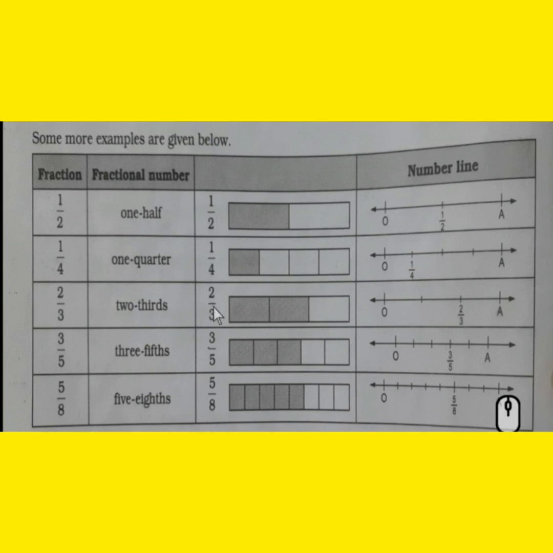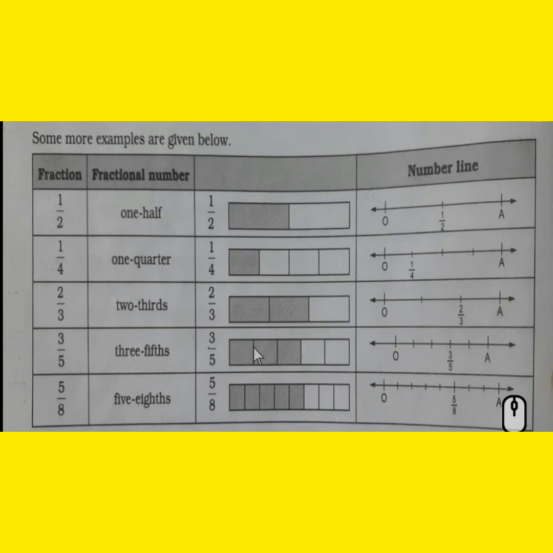For 2/3 we convert the given figure into 3 equal parts, the number that is written in the denominator, and how many parts we shade, the number that is written in the numerator. So 2 parts we shade. This figure represents 2/3. Here 3/5: the figure is converted into 5 equal parts, and out of these 5 we shade 3. This represents 3/5.